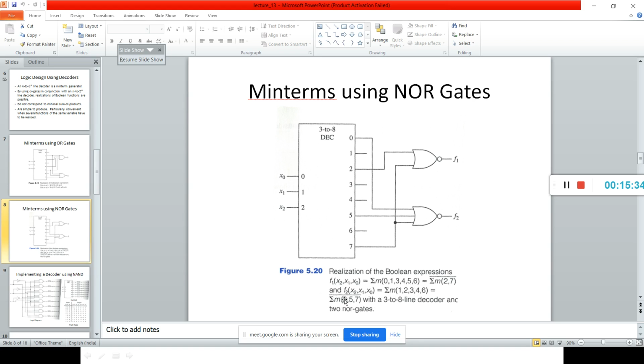So it is summation m bar, that is not of OR, so that will be a NOR gate. Pull the lines 2 and 7 and put a NOR gate. Next, pull the lines 0, 5, 7. So you will have these functions realized. Now f1 and f2 are realized with the help of NOR gates. Summation m means OR gate, summation m bar means not of OR, that is NOR gate.